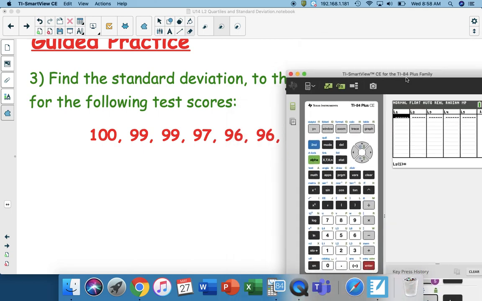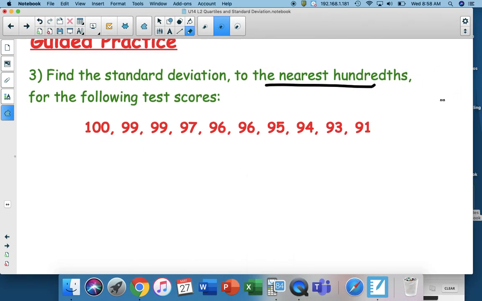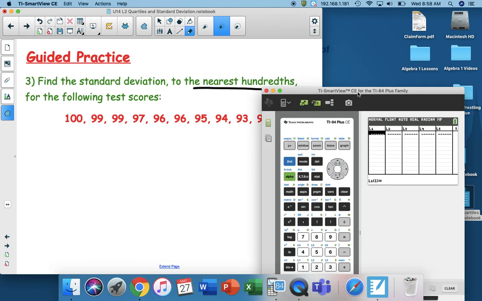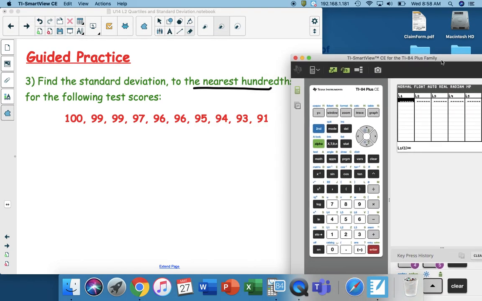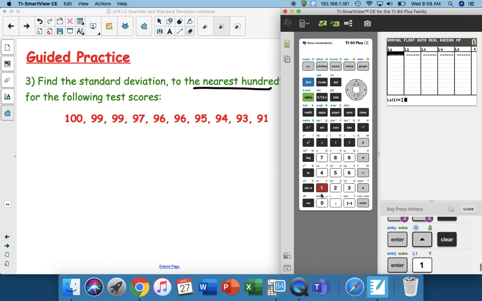So these are the numbers. I'm going to see if I can do something here. Hold on. Excellent. Okay. So 100, 99, 99. All right, you should have 10 test scores. All right.